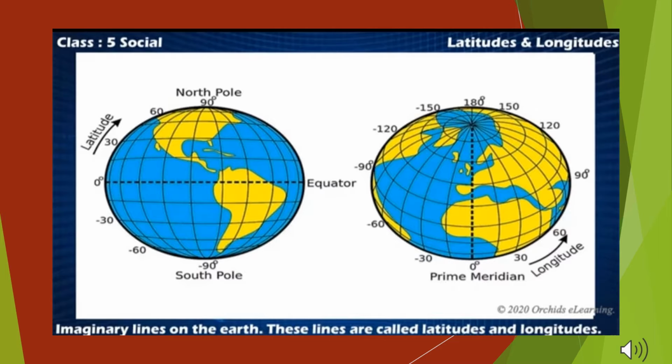There are vertical lines running from the North Pole to the South Pole. These imaginary lines are called longitudes or meridians. The term meridian means midday. All the places located on a particular meridian have midday at the same time. There are 360 degrees in a complete circle. Hence, there are 360 meridians in all. The meridians are of the same length.